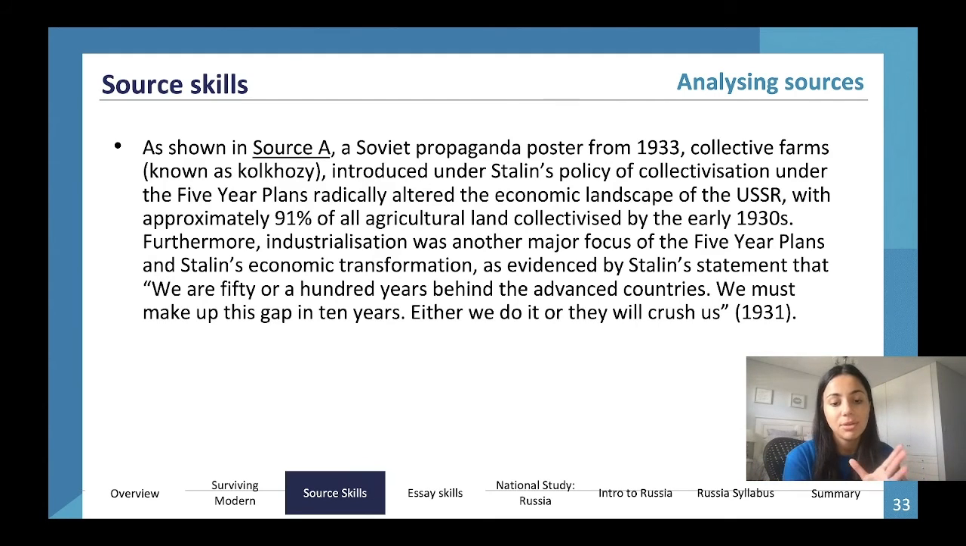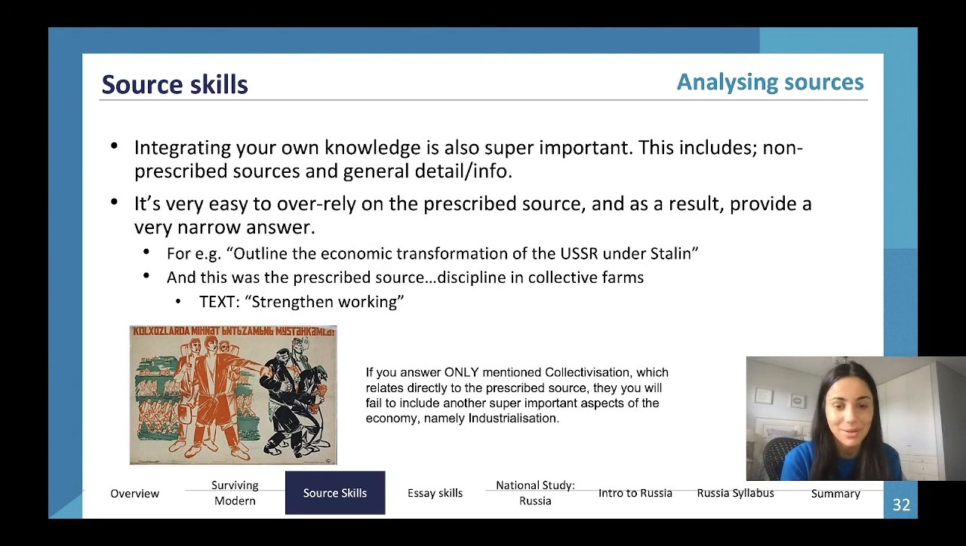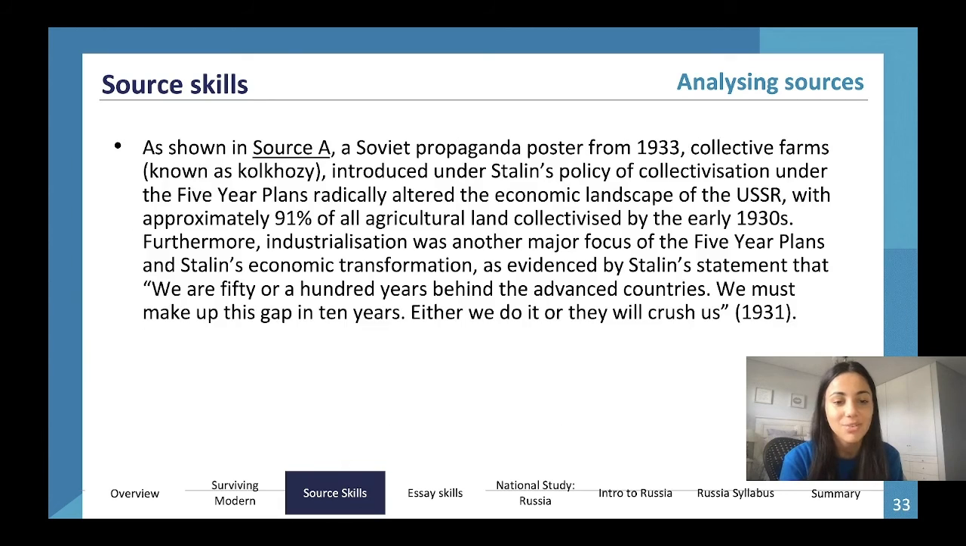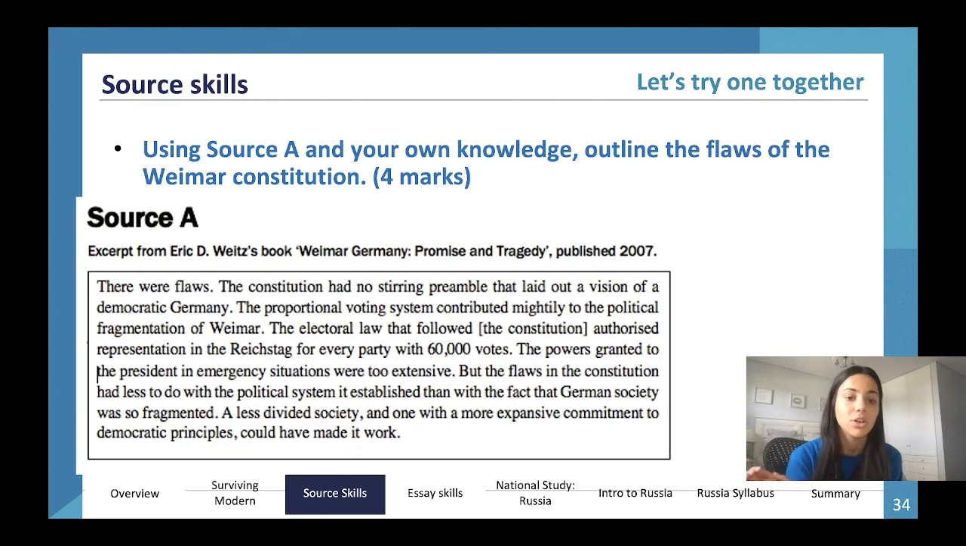So that's just an example of how you need to still bring in other points, and it can't just be over-reliance on the source and not enough on the actual detail and things you're learning from class. So let's look at this one.